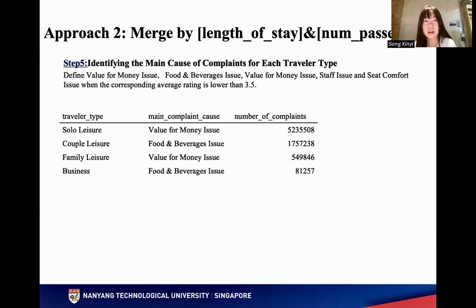And our last step for this is to identify the main cause of complaints for each traveler type. Here we define value for money issue, food and beverage issue, staff service issue and seat comfort issue, when the relative average rating is lower than 3.5. So here we can see the different types of travelers have different main causes for their complaints. Basically, solo leisure and family leisure travelers have the value for money issue for their complaints, while couple leisure and business leisure have more complaints about their food and beverage.